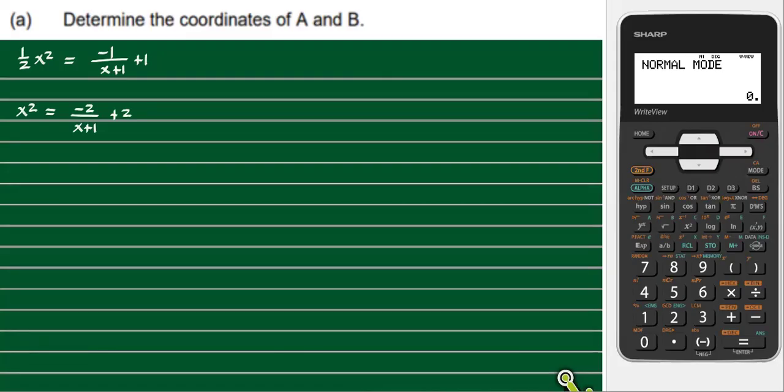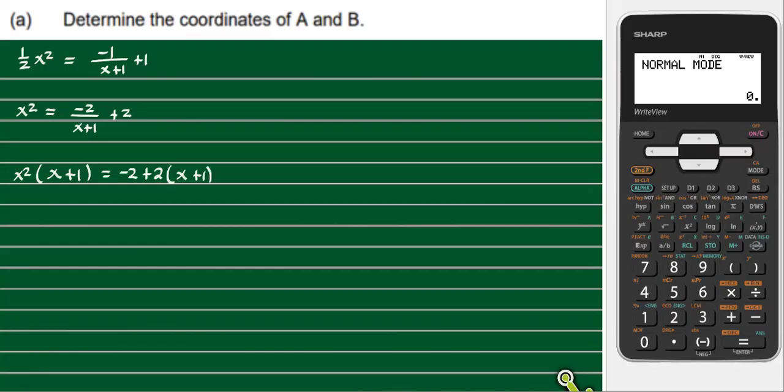Next, I'm going to multiply by x plus 1 at the bottom. So I have x squared multiplied by x plus 1 equals to -2 plus 2 into x plus 1.